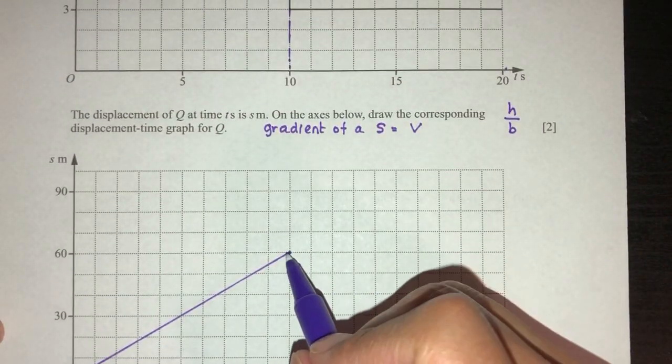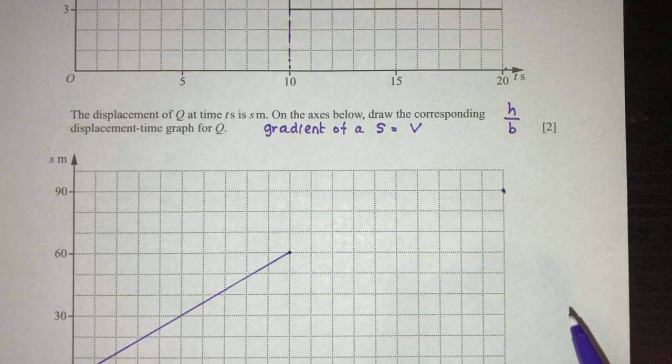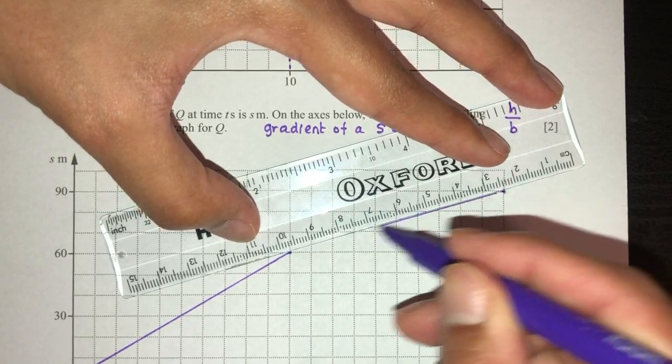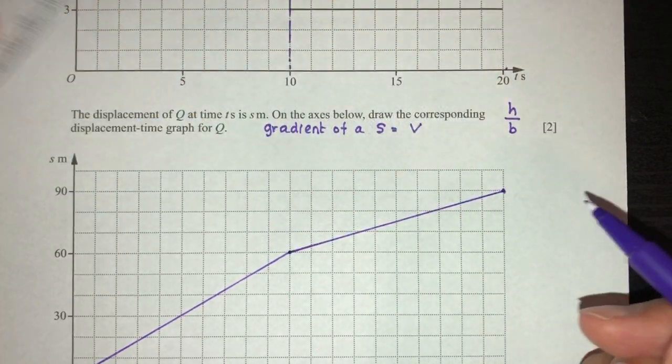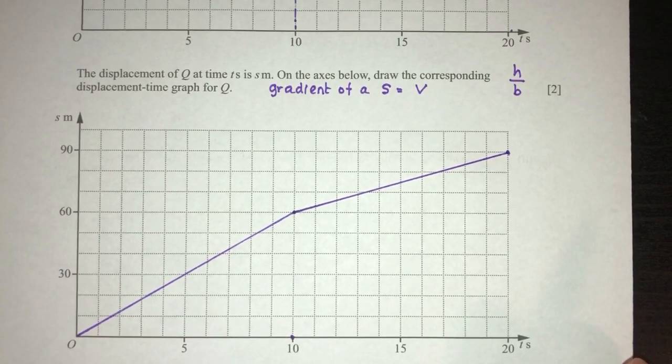So count 1, 2, 3. That will be right here. So we have to join these two for the final part. Okay, so that will be your displacement graph for this question, part B.